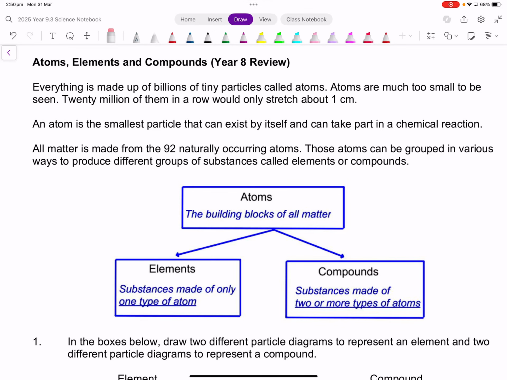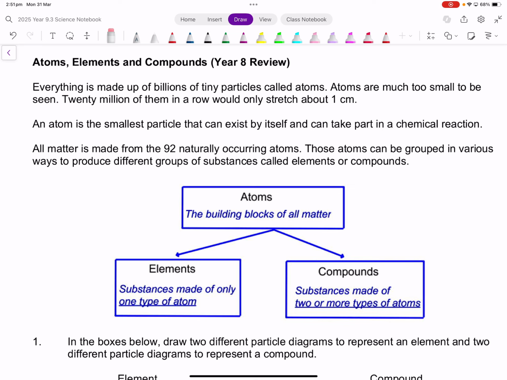Great. Okay, so to start us off, what we're looking at today is we are going back to year 8 before we come all the way up to year 9. Now you're probably thinking, I don't want to do all of year 8 chemistry again. And the great news for you is we don't have to. We only have to do literally what is on the board right now.